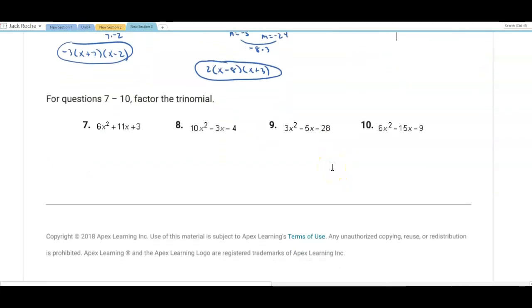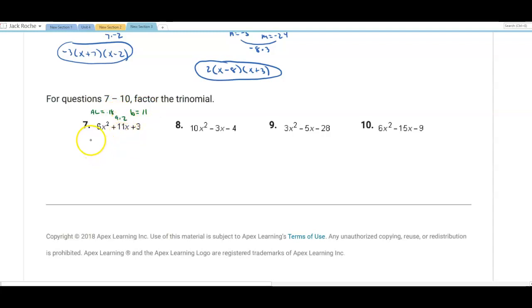Alright, now down below, when I look here, right away, is there a GCF in number 7? There is no GCF, so I have to use the AC method here. So AC, if I multiply 6 and 3, I get 18. And I have to find the numbers that multiply to give you 18 and add up to B, which is 11. This here is going to be 9 and 2.